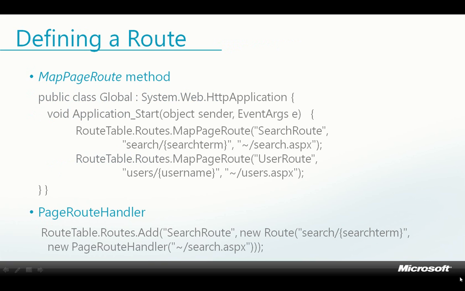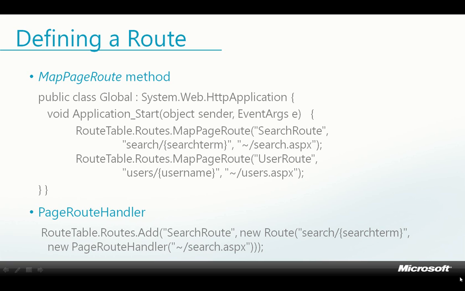So here's how you define a web forms route with the MapPageRoute method, which is new to Beta 2. In the first example, you can see that inside my Application_Start method, I have added a couple of routes to my routing table. The search route is the name of it, and if the path says search/ and then has some search term in it, it will be routed to /search.aspx. And then there's another route, the user route, and if the URL that comes in is users/ some username, then I'll route it to users.aspx.